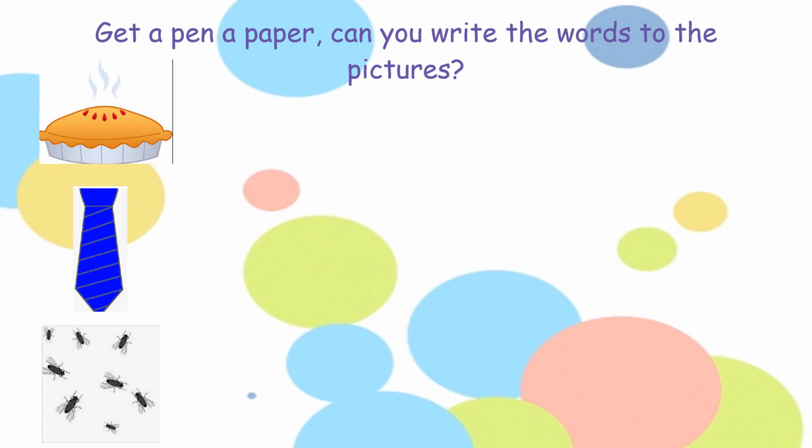So your words that you are going to write, your first word is pie, your second word is tie, and your last word, your third word, is flies. Again, remember to use your spelling fingers and pause the video here to write those words.